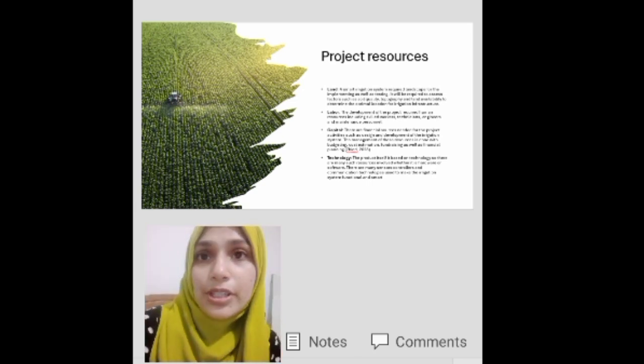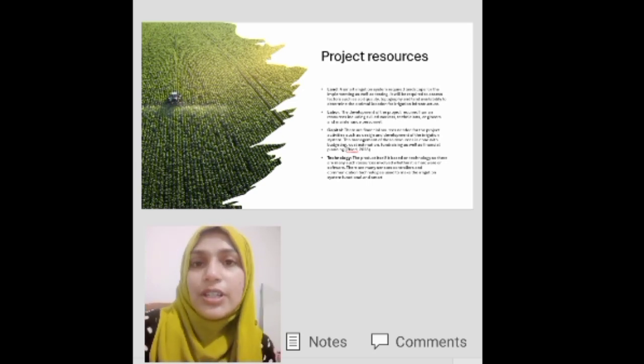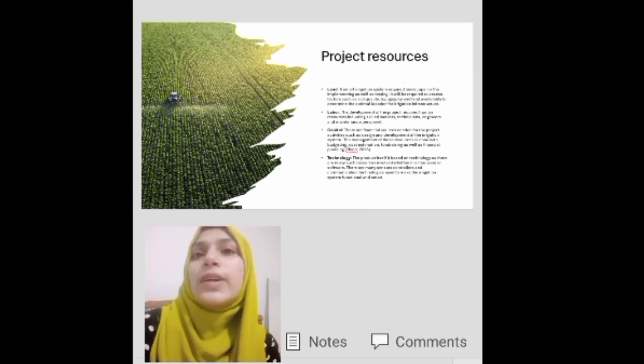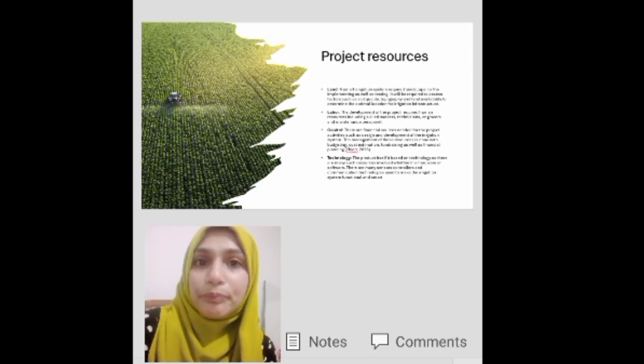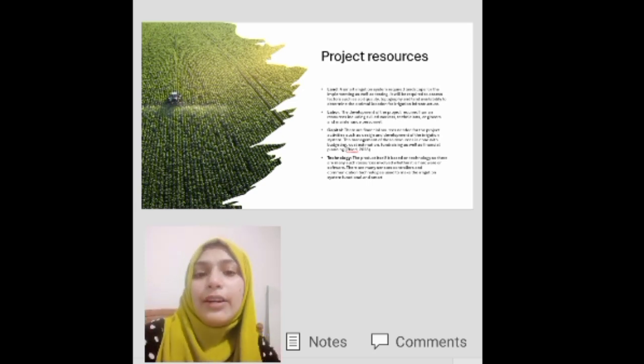Third one is the capital. Financial resources are needed for project activities like design and development. This involves budgeting, cost estimation, fundraising, and financial planning, as noted by Zahid in 2023. And fourth and last one is the technology. The product is based on technology involving hardware and software like sensors, controllers, and communication technologies to make the irrigation system functional and smart.